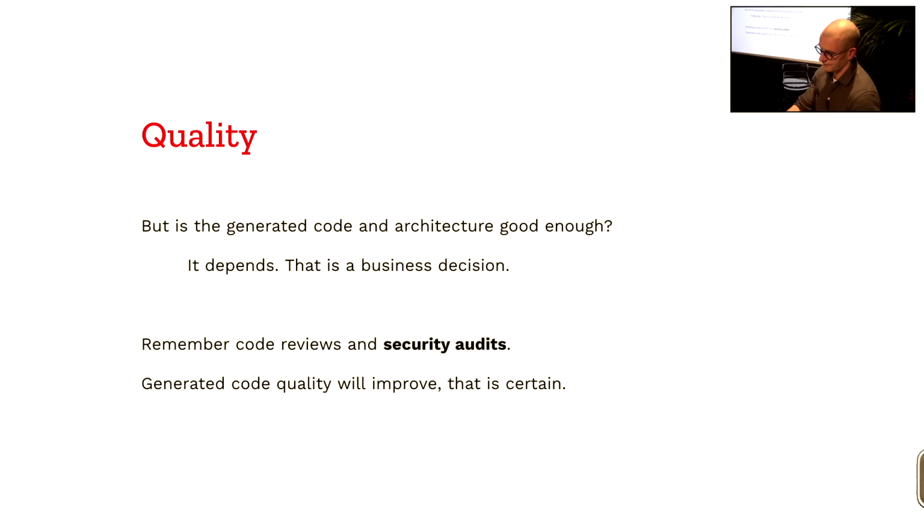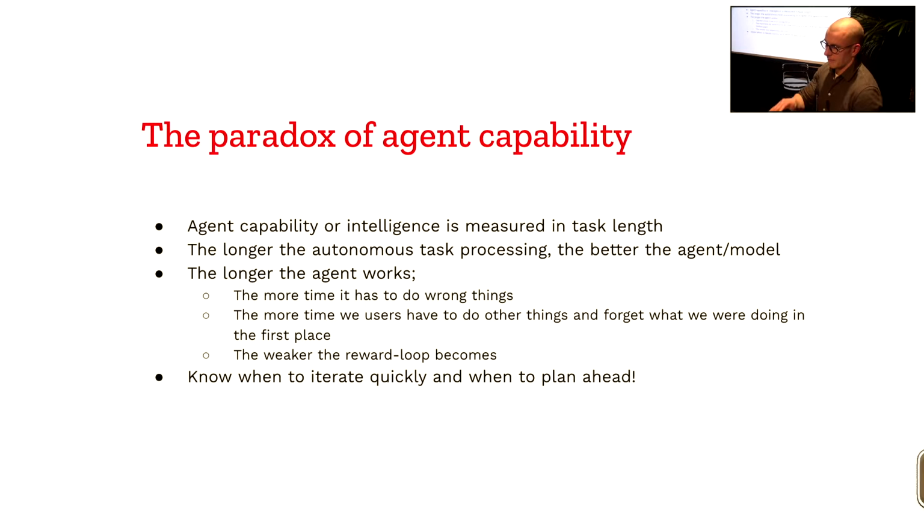So I believe the better these agents get, the longer they take to run. They evaluate agent capability by how long stretches of time it can work, and the longer it works, the more powerful it is. But the more time you have while waiting, the more you forget what you were doing in the first place and get distracted. So we'll have weaker reward loops when working with AI.